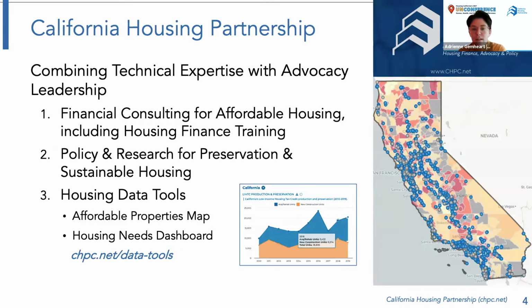So our work really combines both technical expertise as well as advocacy leadership. So while we provide financial consulting, we also work in policy and research and also have housing data tools that offer access to an affordable properties map and housing needs dashboard throughout California.